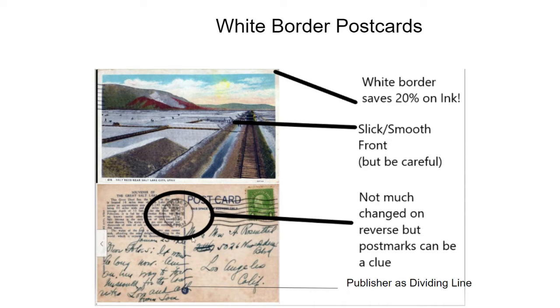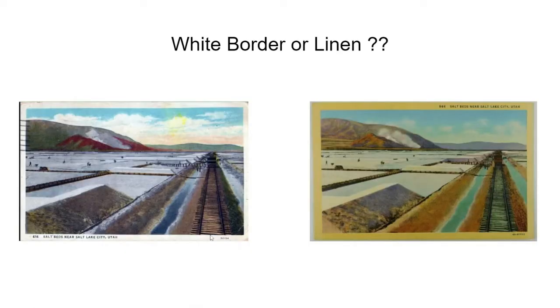We still have the dividing line here, but more commonly, you'll see the publisher printed or some information printed here as the dividing line. So that's another sort of beginning of the use of this method at the beginning of the white border era. So it can be another tool to help you identify it. Now, the problem in identifying white border postcards is our next printing process was introduced.